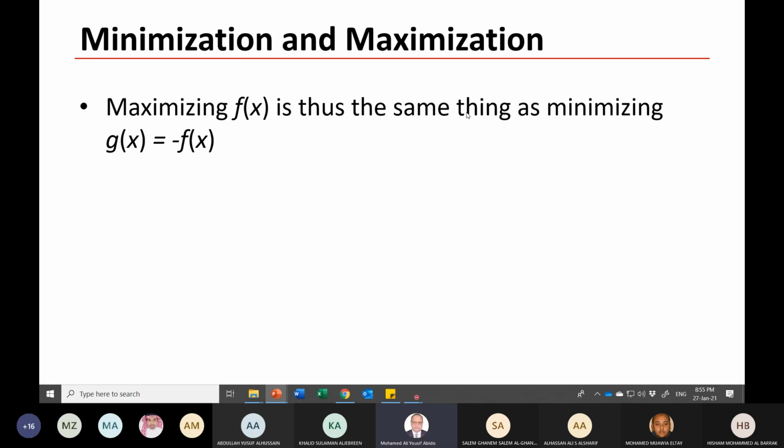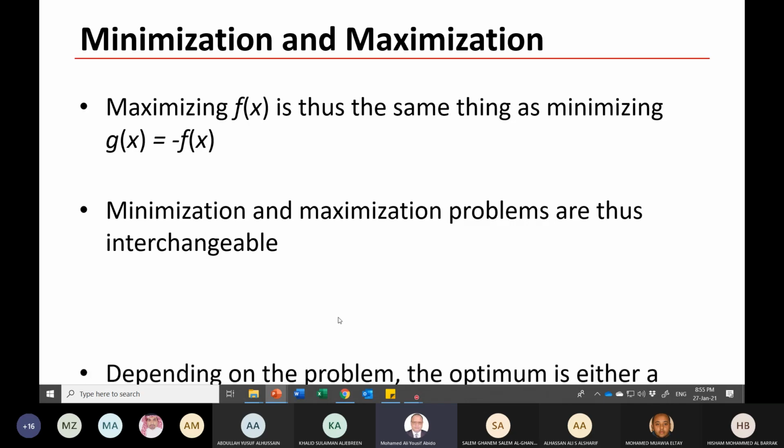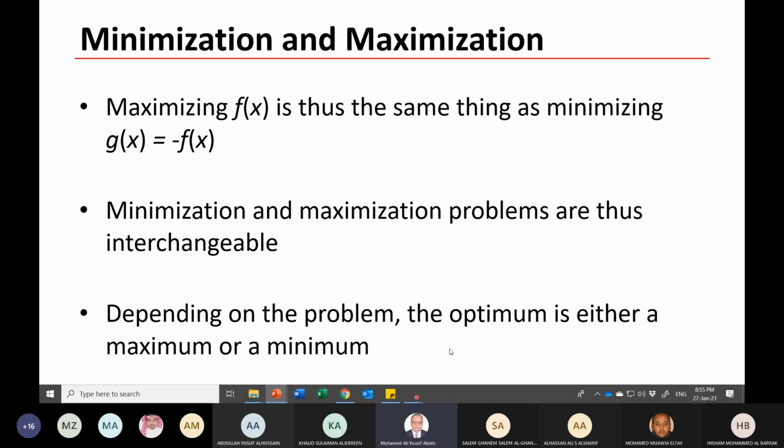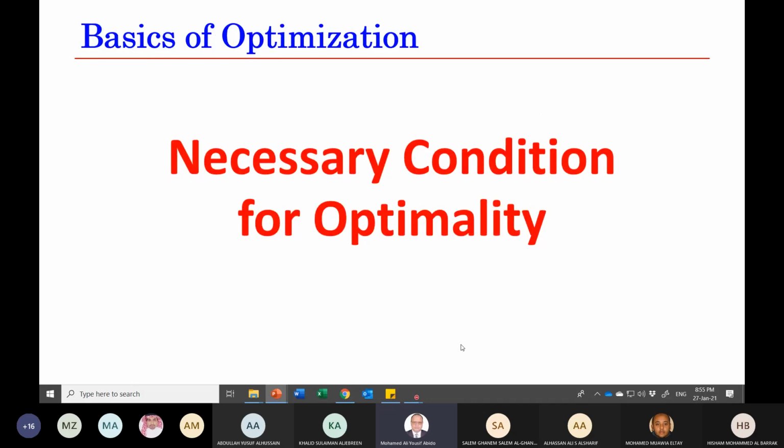So maximization of f of x is equal to replacing f of x by minus f of x, calling it g of x, and you maximize or minimize this one. So minimization and maximization problems are thus interchangeable. Depending on the problem, the optimum is either maximum or minimum. Later, after solving the problem, you can reverse again, multiplying the objective function by a minus sign to get the exact values. What is the necessary condition and what is the sufficient condition for optimality?